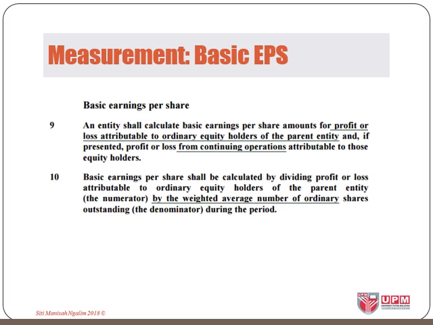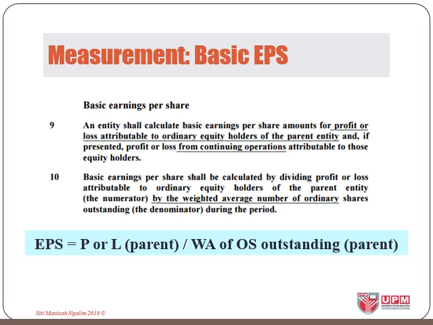For the denominator, the number of units of outstanding shares should be the weighted average figure of the parent during the period in which the EPS is calculated. So we have the basic formula as profit or loss as the numerator and the weighted average number of owner shares outstanding as the denominator.